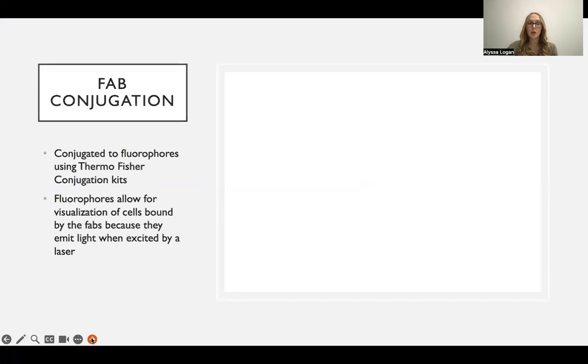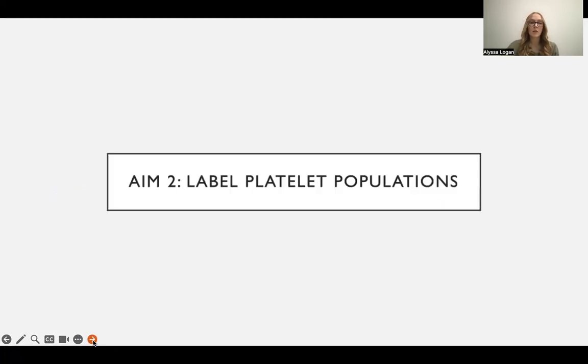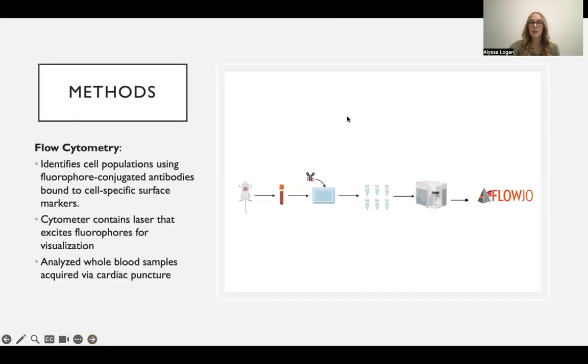The next step was to conjugate my Fabs to fluorophores. Fluorophores can be bound to the antibody, and when they are excited by a laser, they emit light, and the specific wavelength allows for the identification of the cell that the antibody bound. That also ties into the labeling of platelet populations, because I labeled my platelets using flow cytometry, so I withdrew blood via cardiac puncture from a mouse.